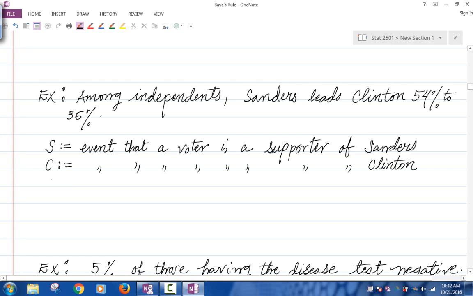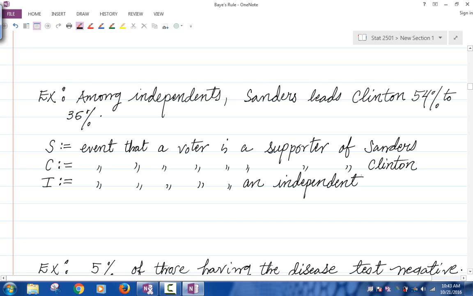So this is another event, I. This is the event that a voter is an independent.